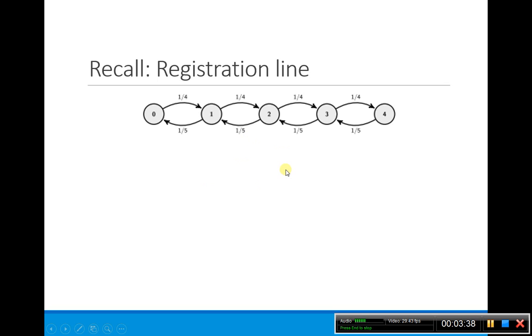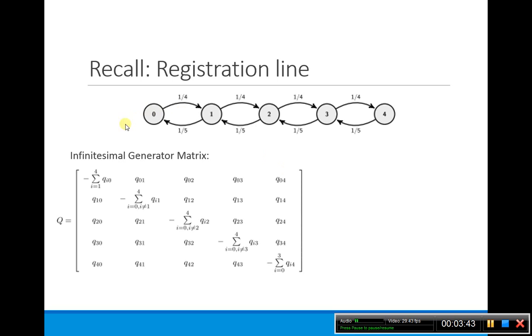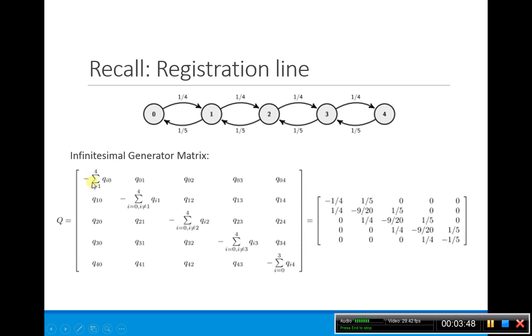And so we had this infinitesimal generator matrix Q, which has our rates on the off-diagonal, and then on the diagonal it has the negative sum of those. So remember here, going from 0, we can only go from 0 to 1 at a rate of 1/4, so that's why we have this 1/4 here. This is just the negative of it. Then in state 1, we can go to state 0 at a rate of 1/5, so there's our rate. We can go to state 2 at a rate of 1/4, there's our rate. And then the negative sum here, which is negative q1, is on our diagonal.